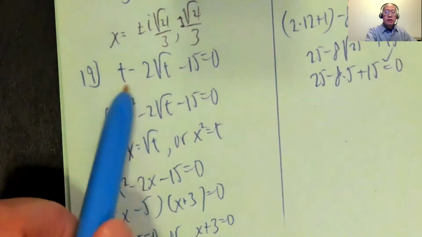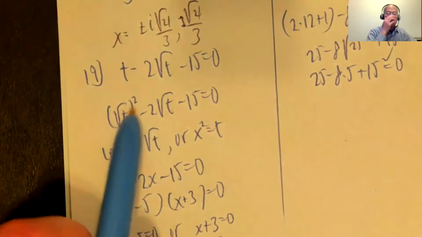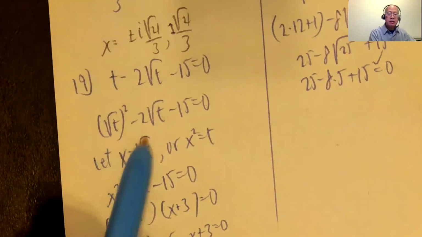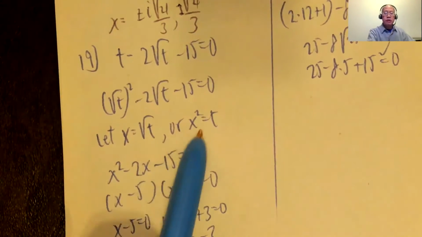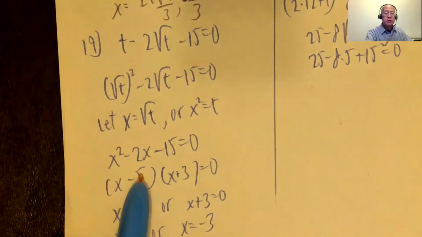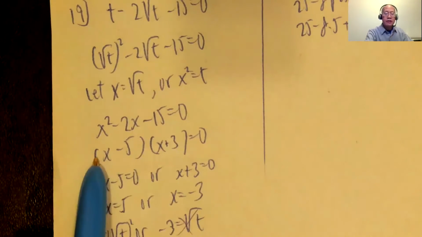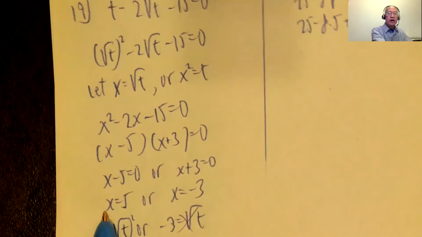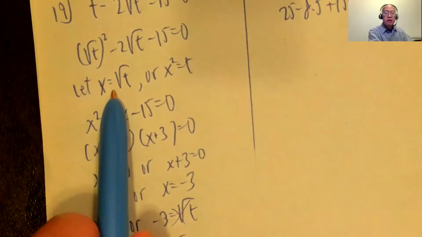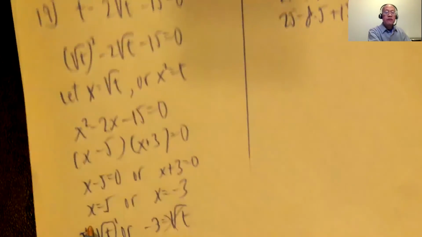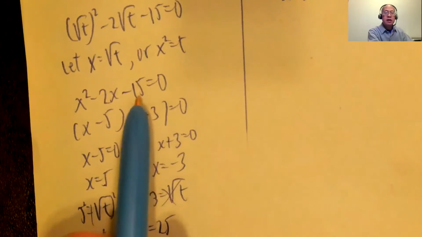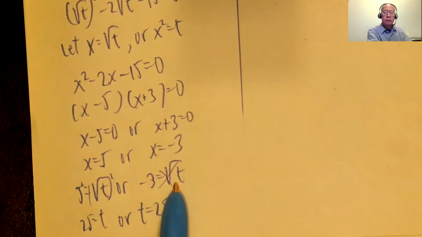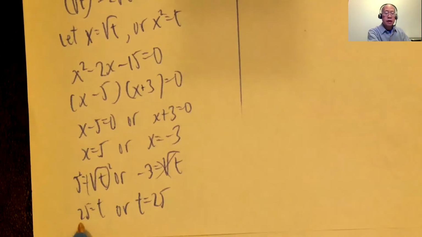Number 19: you can think of it as square root of t squared minus 2 radical t minus 15 equals 0. To make the substitution, let x equal radical t, or if I square both sides, x squared equals t. So the equation becomes x squared minus 2x minus 15 equals 0. Factors into (x minus 5)(x plus 3) equals 0. That means either this is 0 or this is 0, leading me to 5 and negative 3. Plug back in. So 5 equals square root of t, or negative 3 equals square root of t. Well, that's impossible. The square root of a number can never come out to be negative for real numbers. So that's out. Square both sides here, and t equals 25.